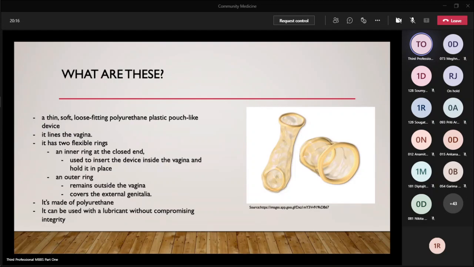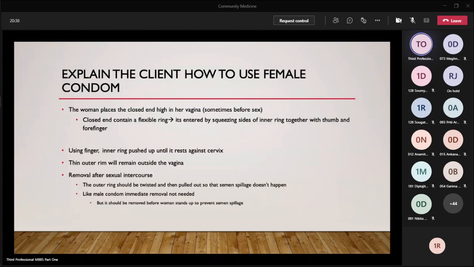An inner ring is a closed end, which is used to insert the device inside the vagina and hold it in place. The outer ring remains outside and covers the external genitalia. It can be used with a lubricant without compromising its integrity. The client should be explained about its use.